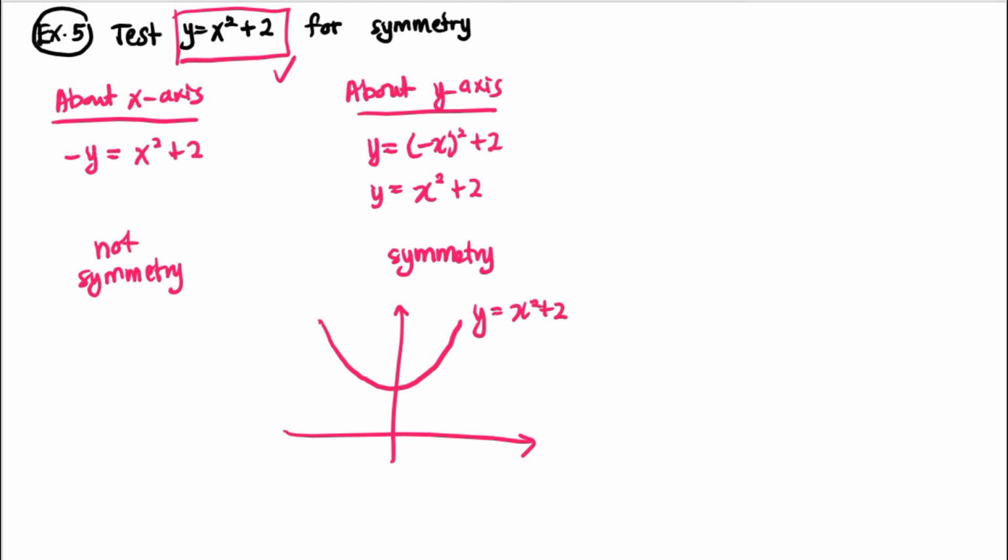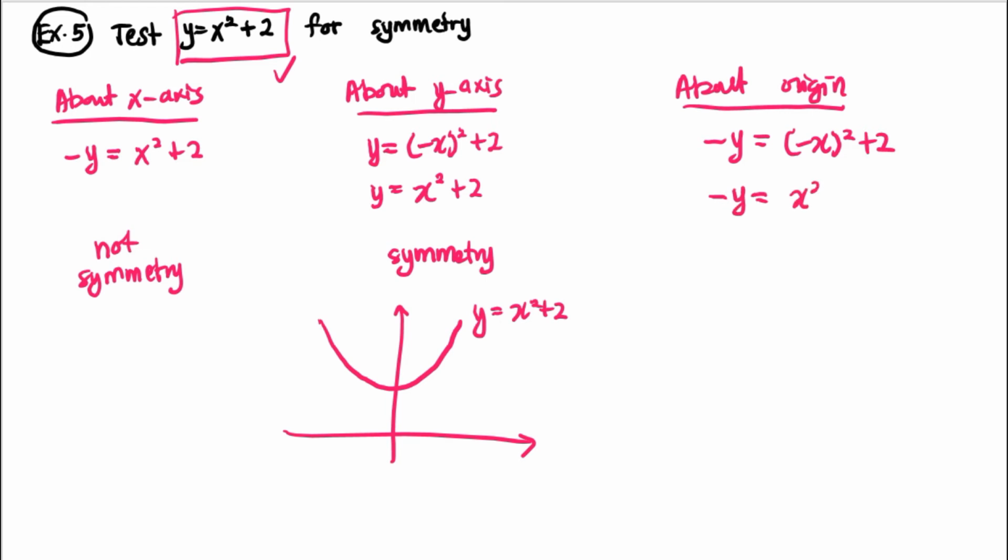All right. Now to check whether it is symmetric about the origin, we have to replace the variable x with negative x and the variable y with negative y. Therefore, we have a negative y, and this one will become negative x squared plus 2. Simplifying this will give us y equals x squared plus 2. Hmm, so this is not the same as this one, not going back to the original function. Therefore, it is not symmetric about the origin.